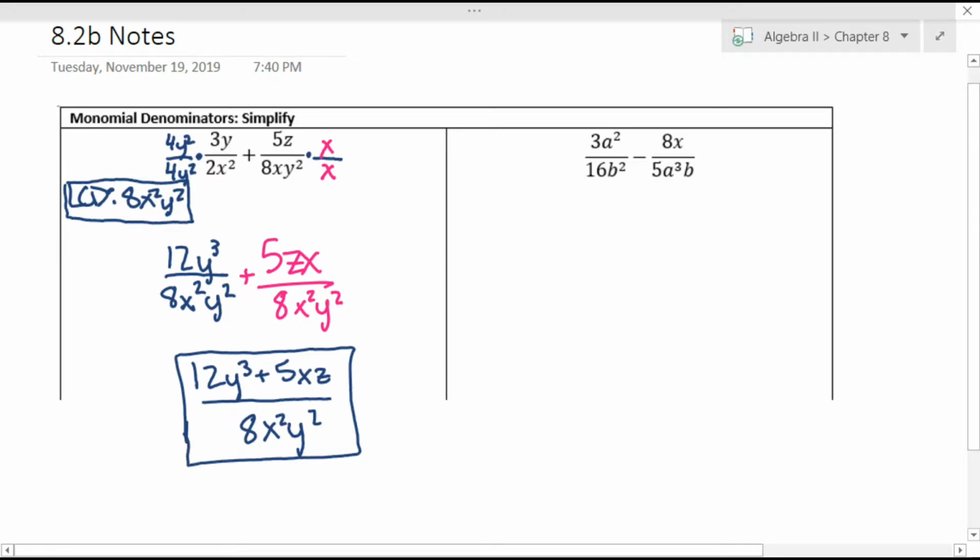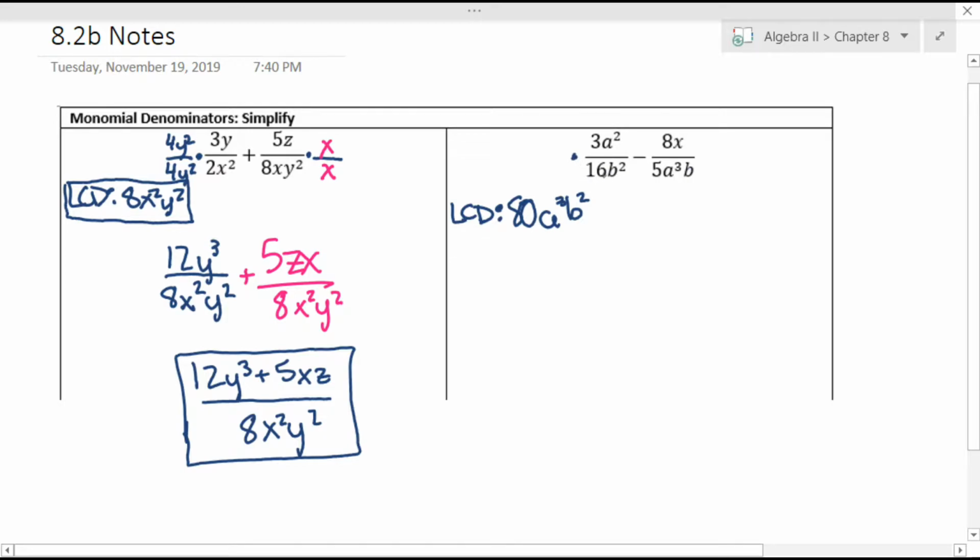I give you this opportunity right now to look at this second problem and think about what the LCD would be. Pause it, think about it. What would it be? All right, the LCD is going to be 80a cubed b squared. The smallest number that 16 and 5 multiply to is 80. And then b squared. b squared and a cubed are the biggest exponents that I see.